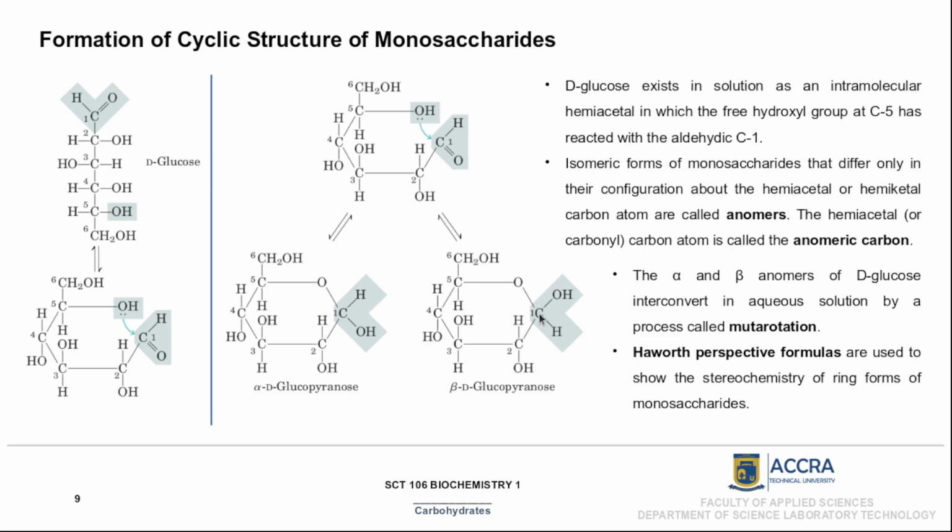Now, the carbon number 1 around which you have this mutarotation occurring is referred to as the anomeric carbon, and thus these two molecules are referred to as anomers. Just as we refer to the open chain structures as stereoisomers, we refer to them as the D isomer, the L isomer. In this case, these two molecules are anomers, and the carbon around which this rotation happens is called the anomeric carbon.